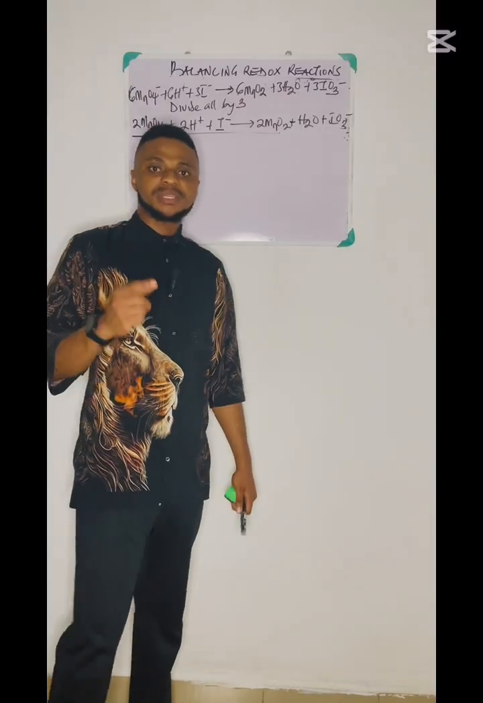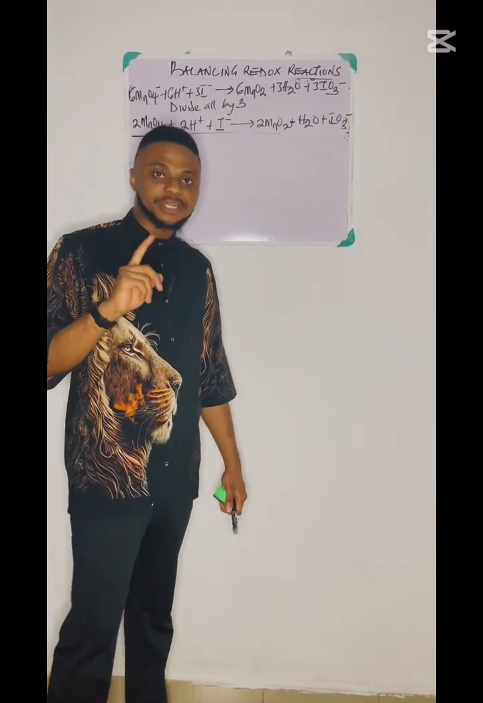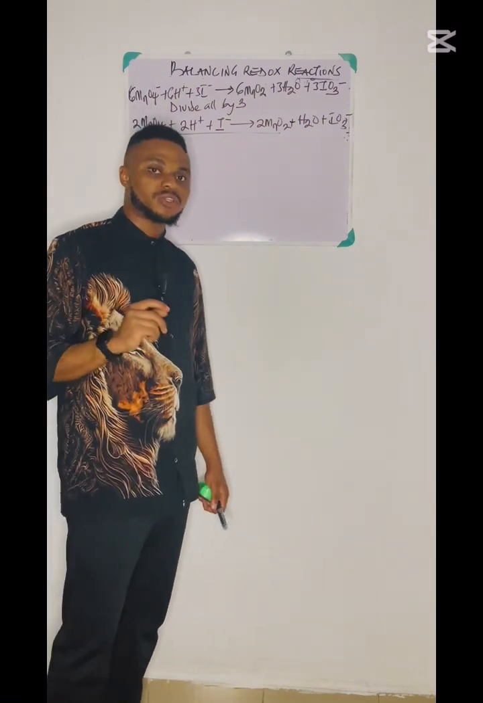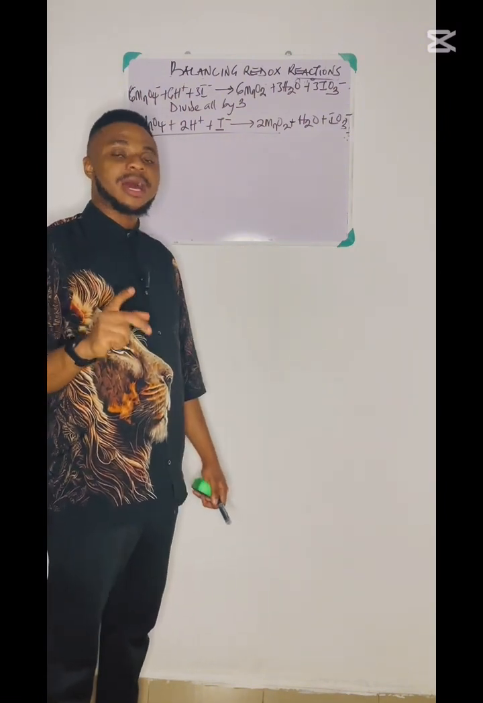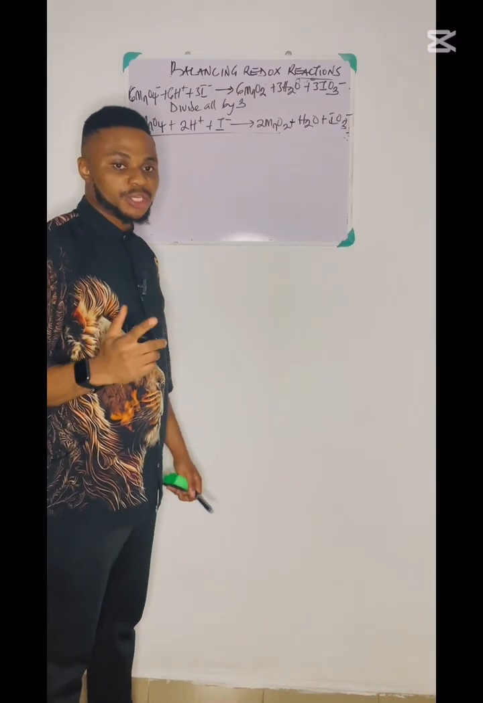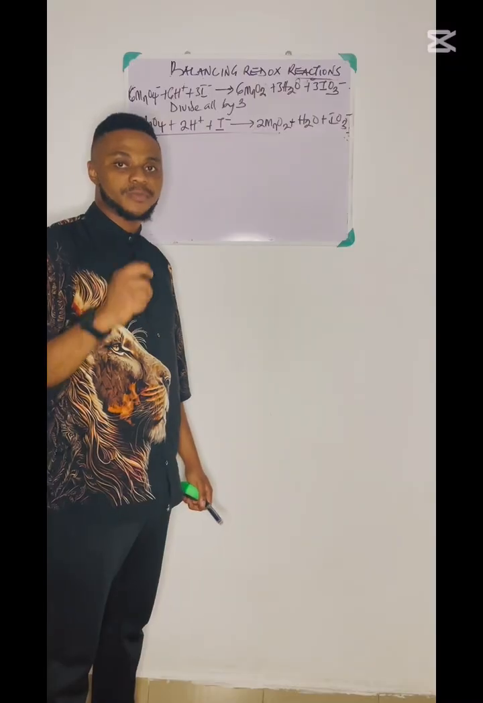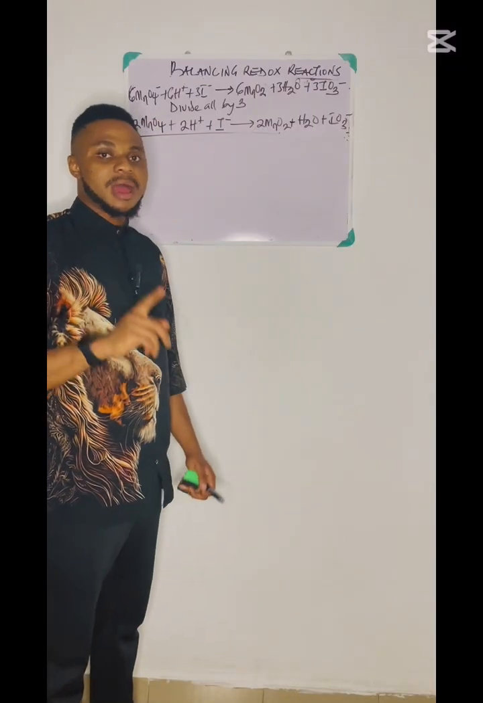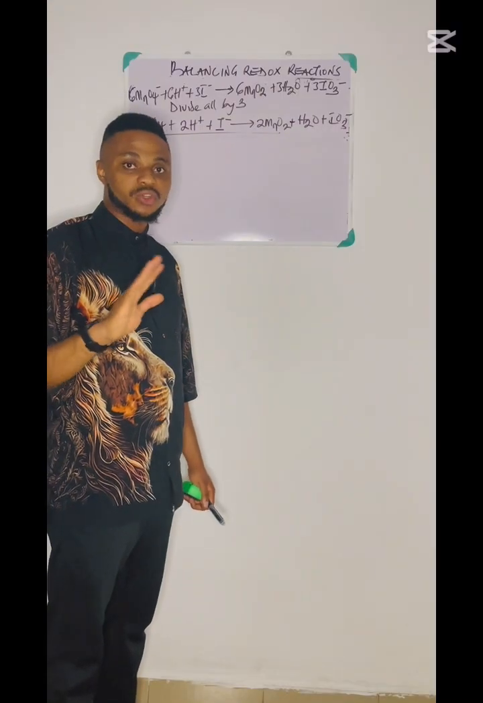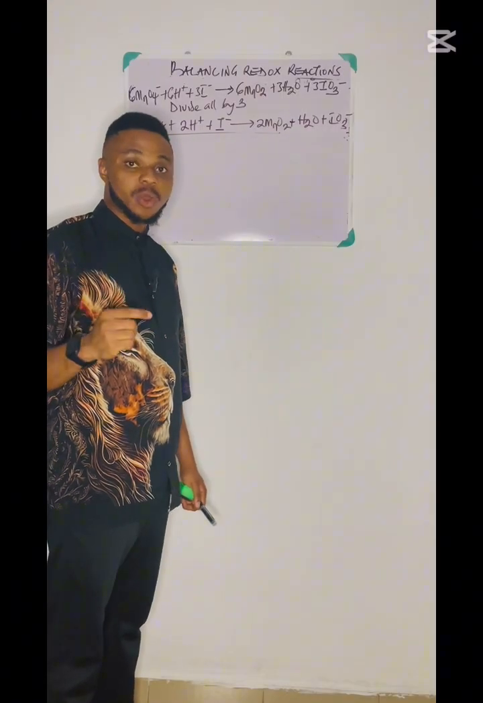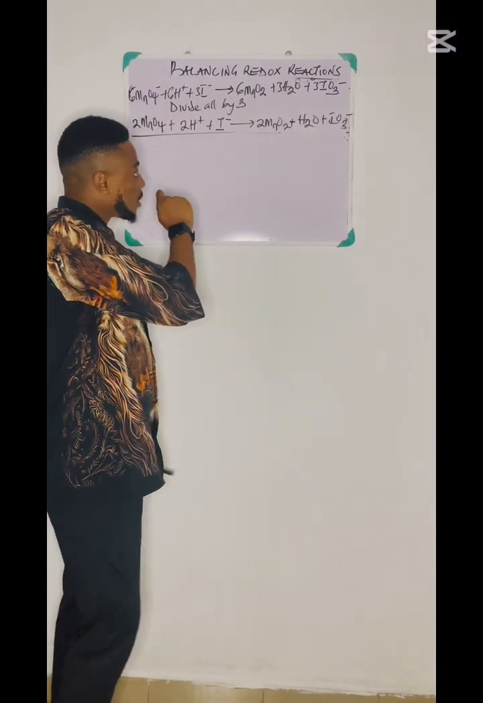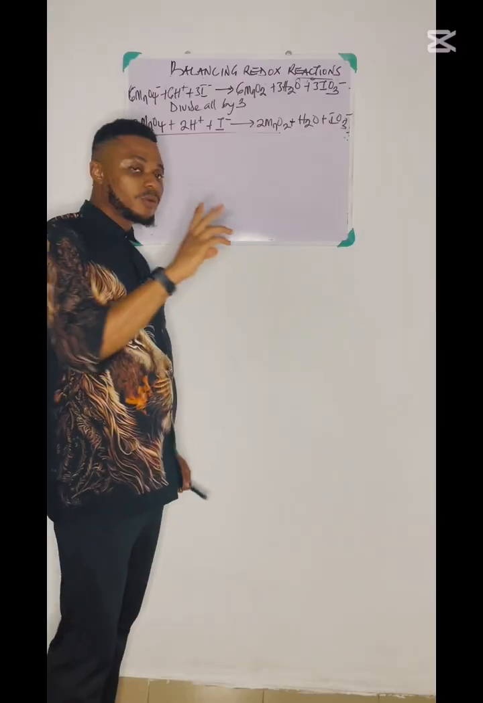Basically, I stated at the initial moment that there are two mediums through which we can balance redox reactions. I said the acidic medium number one, and the basic medium number two. When you're given a reaction, you'll be told in what medium to balance. I will be teaching you how to balance in basic medium. It's a very short and precise way. I'll be giving you a shortcut that will enable you to balance redox reactions in basic medium faster.